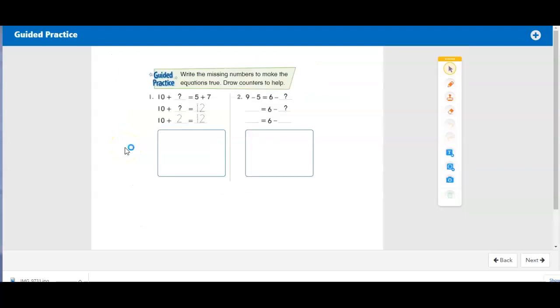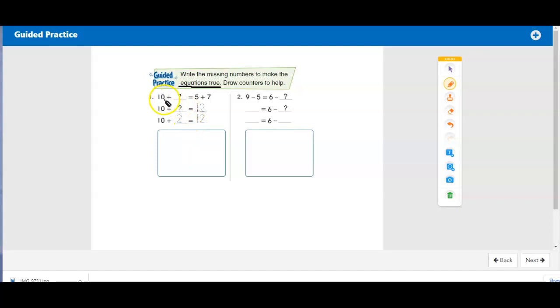For our guided practice, still on page 222, we are going to be solving these two problems together. It tells us to write the missing numbers to make the equations true. We can draw counters to help. The first one has already been solved for us, but let's look at how they were able to solve it. Now we want to make these equations true. So again, that means both sides will equal the same amount on each side of the equal sign.